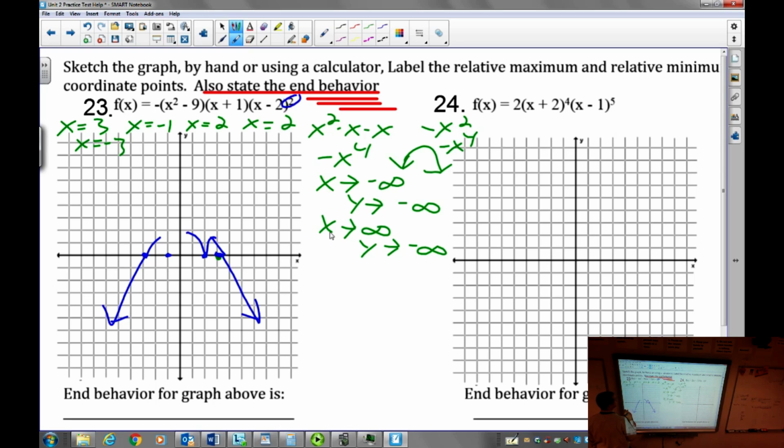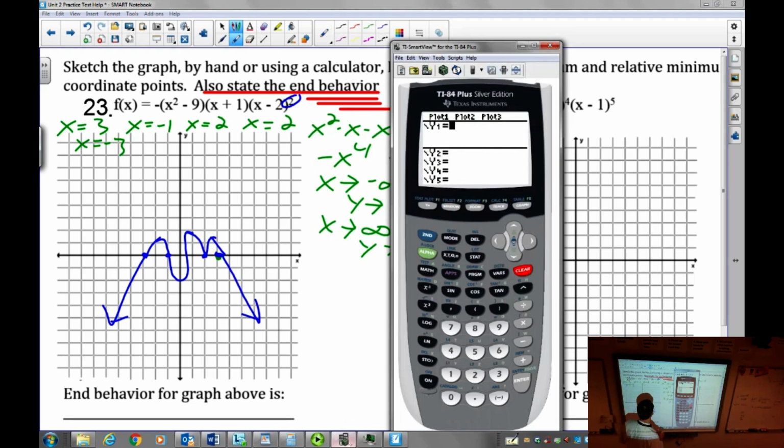Then at x equals -1, I think it also goes through, but I'm not quite sure. So it's probably best if we look at the graph and see for ourselves. Let's see if that's what it does. Maybe, maybe not. So use the graph to help you. We're going to go negative.